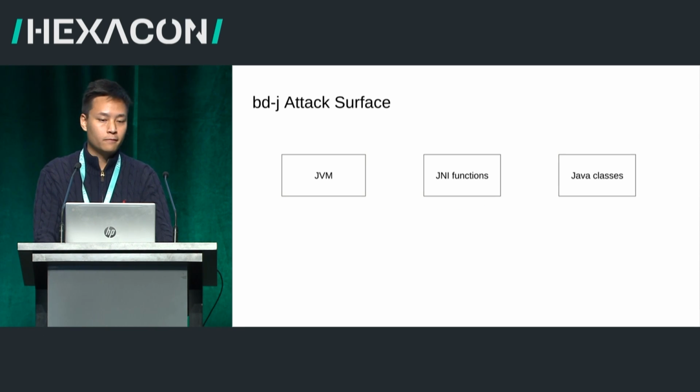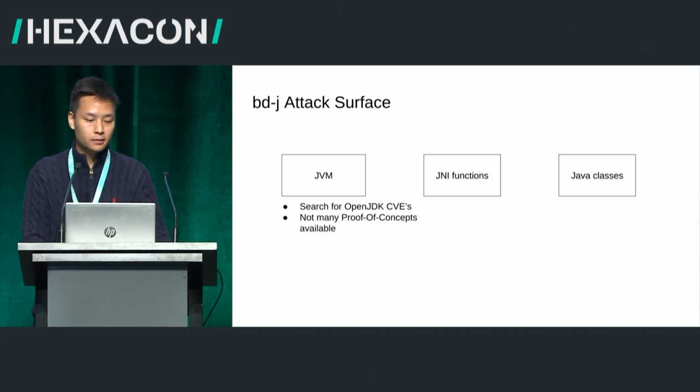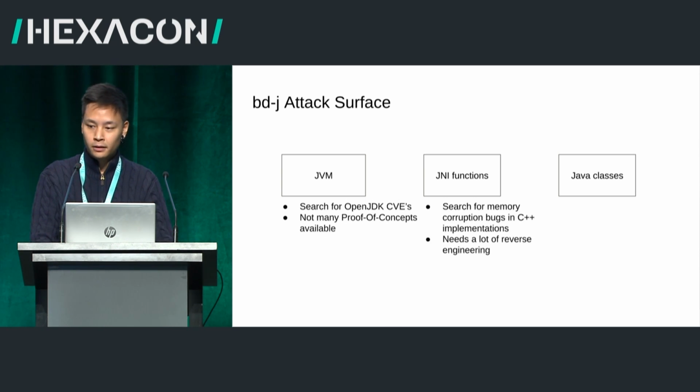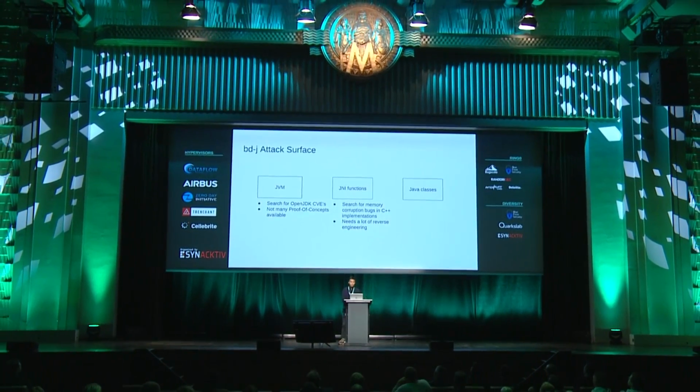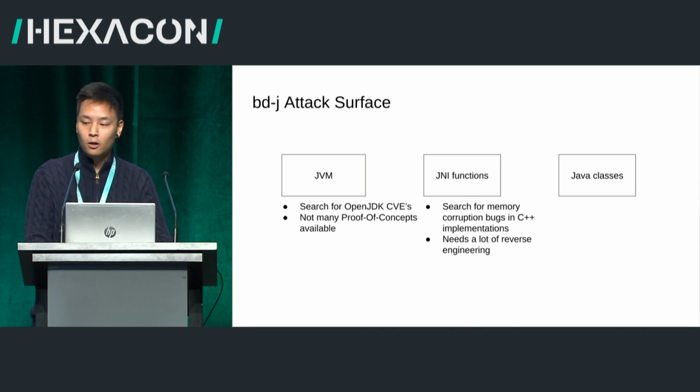So what is the attack surface of BDJ? We have 3 vectors. We have the JVM, which parses and executes Java bytecode. We have JNI functions, which are native methods, and we have Java classes. For the JVM, we can search for OpenJDK CVEs and look out for memory corruption bugs. Unfortunately, there are not many proof of concepts available for these. And for JNI functions, we can also search for memory corruption bugs in their C++ implementations. The BDJ stack contains a lot of custom functions, but that needs a lot of reverse engineering.